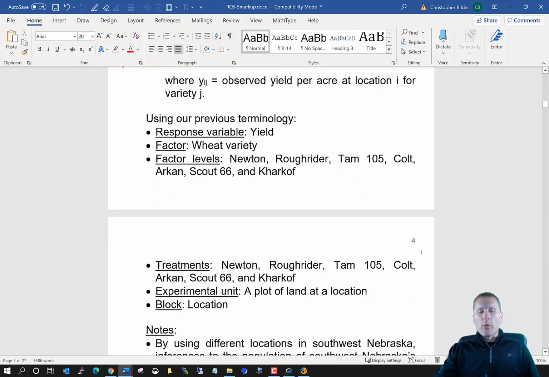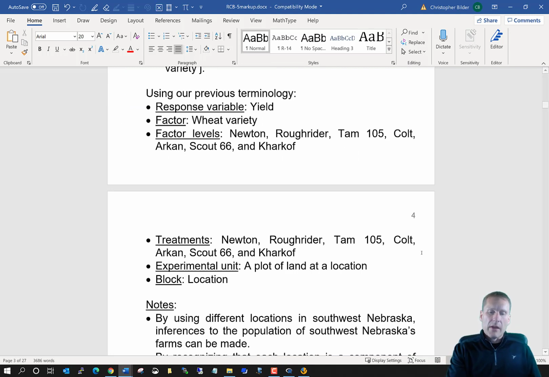Okay, so with respect to our previous terminology, our response variable is the yield. Our factor is wheat variety. We have 7 different factor levels, or 7 different treatments. Our experimental unit is going to be a plot of land at a particular location, and our block is going to be location.